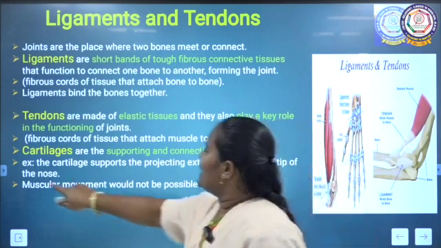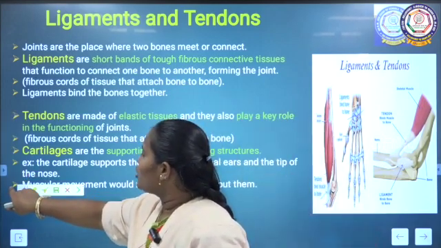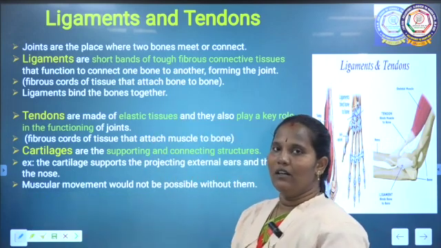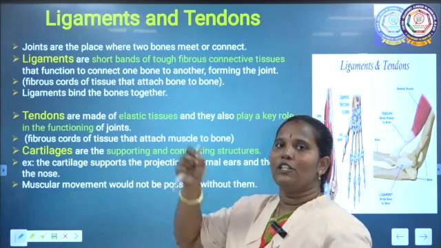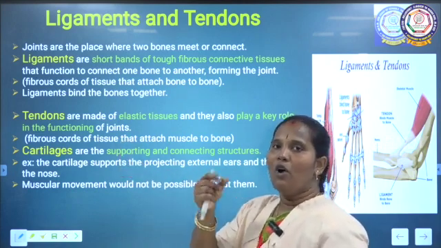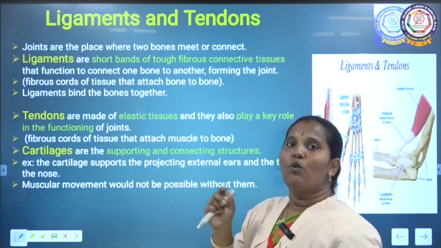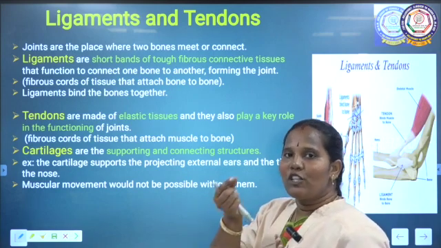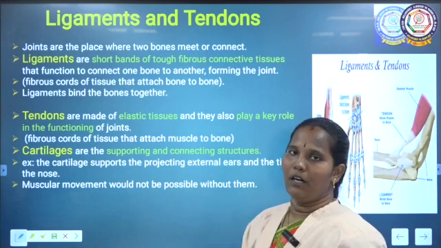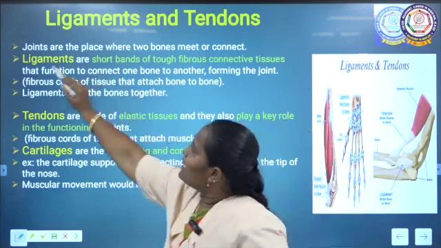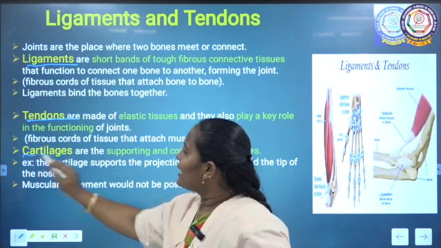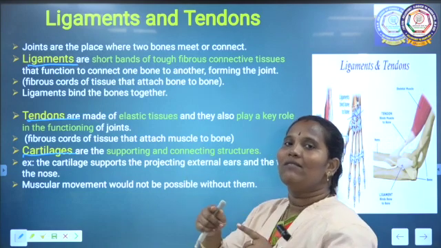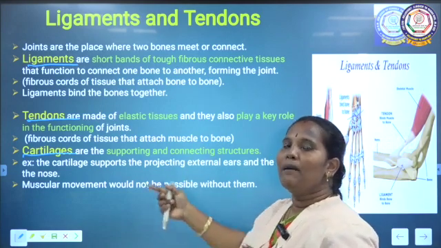Then next one, ligaments and then tendons. After that, the bones cannot move separately, they need some attachment. If we want to stick anything onto a wall, we use gum or tape like that, no. As well as that, for bones to move, the bones must attach with the muscles. Some tissues help with the movement of the bones. What are they? One is the ligaments, another is the tendons, and then cartilage. These tissues only make an attachment, bone to bone as well as muscles to bone.